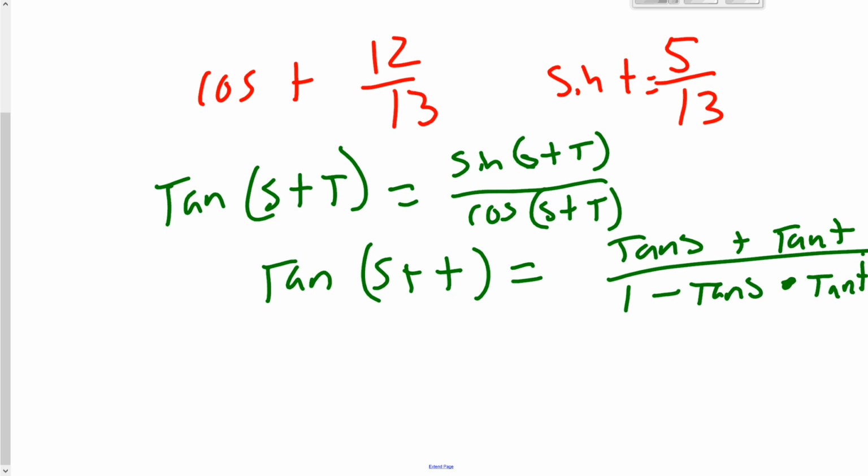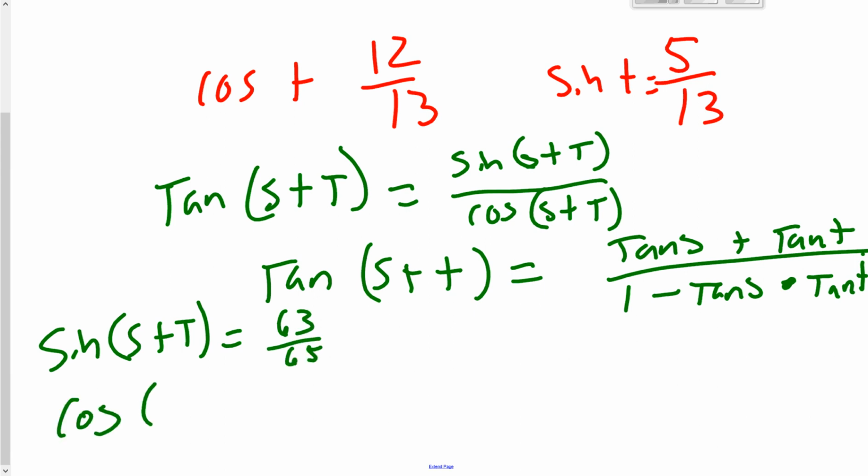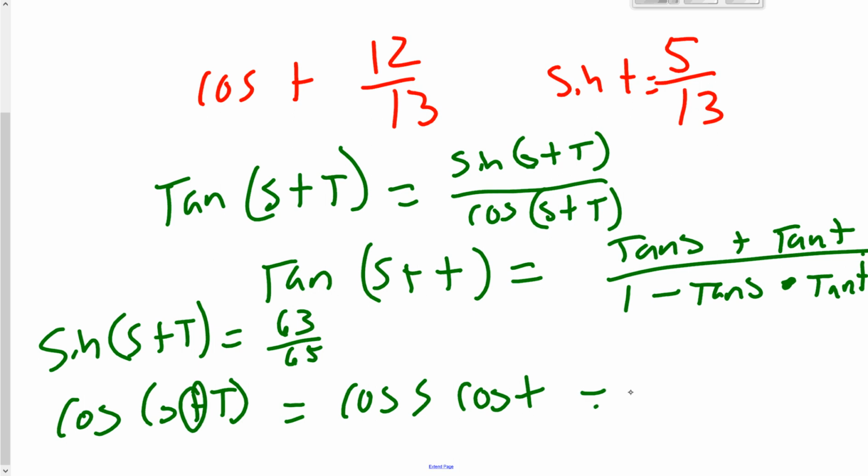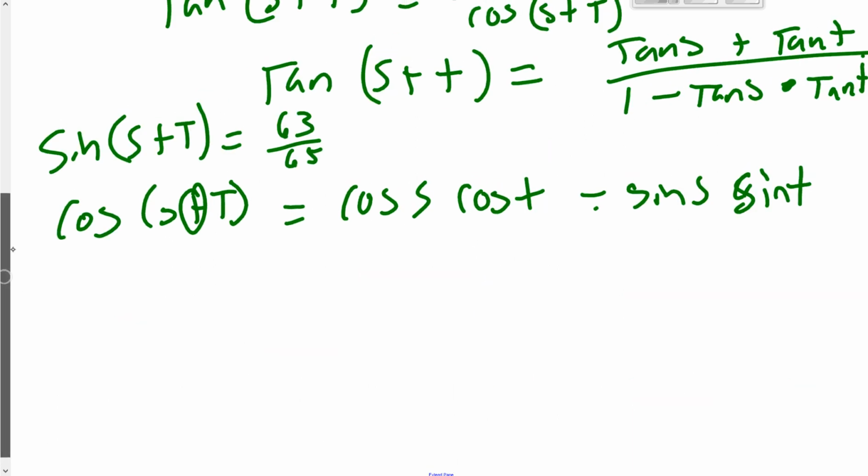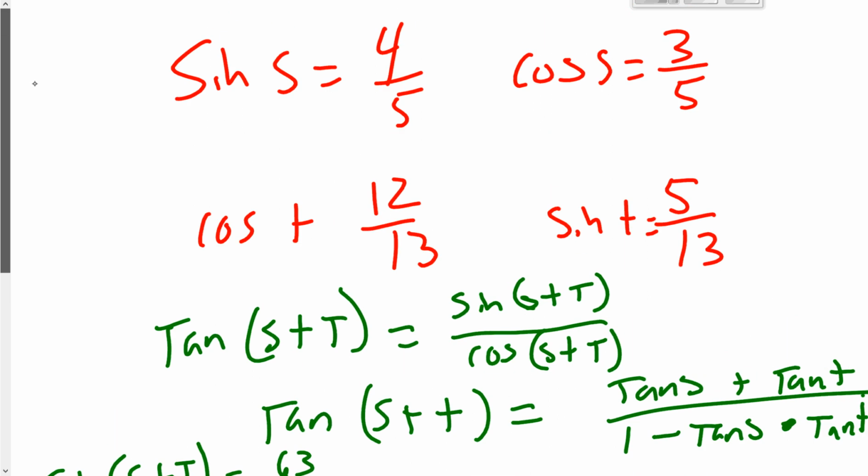Because we know from the previous answer that sine of s plus t is 63, did I say 63 65ths? So cosine of s plus t would be cosine of s times cosine of t, which we do have those answers. And then the difference, right? Or it is the sum, but we switch the sign. And then sine of s times sine of t, which we know the answers to. So maybe I'll just do it this way for something different, because I actually recorded the example of the tangent one. So let's do something different here.